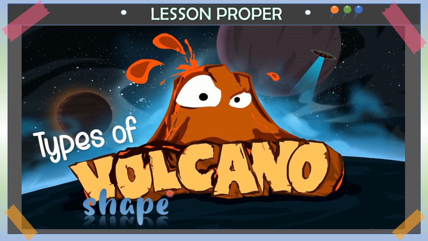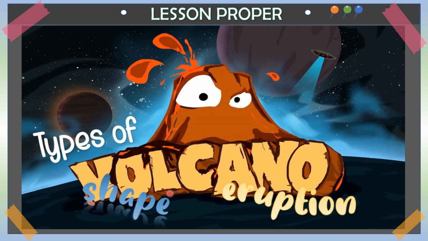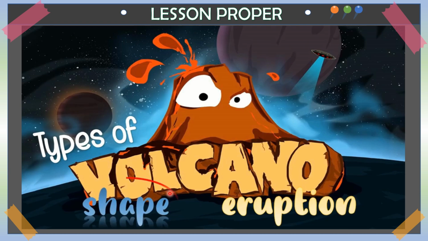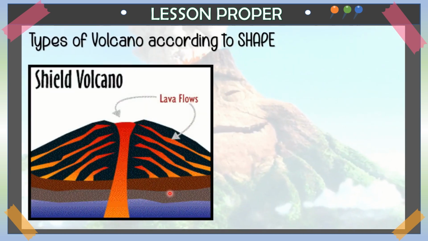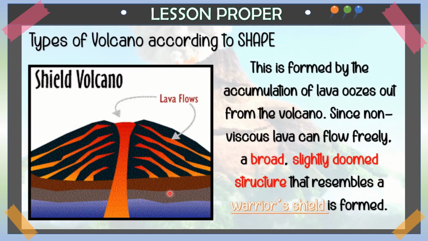Volcanoes can be classified according to their shape and according to their eruption. Let us have first the types of volcano according to shape. The first type is shield volcano. This is formed by the accumulation of lava that oozes out from the volcano. Since non-viscous lava can flow freely abroad, a slightly domed structure that resembles a warrior's shield is formed. That is why it is called shield volcano, because it looks like a warrior's shield.